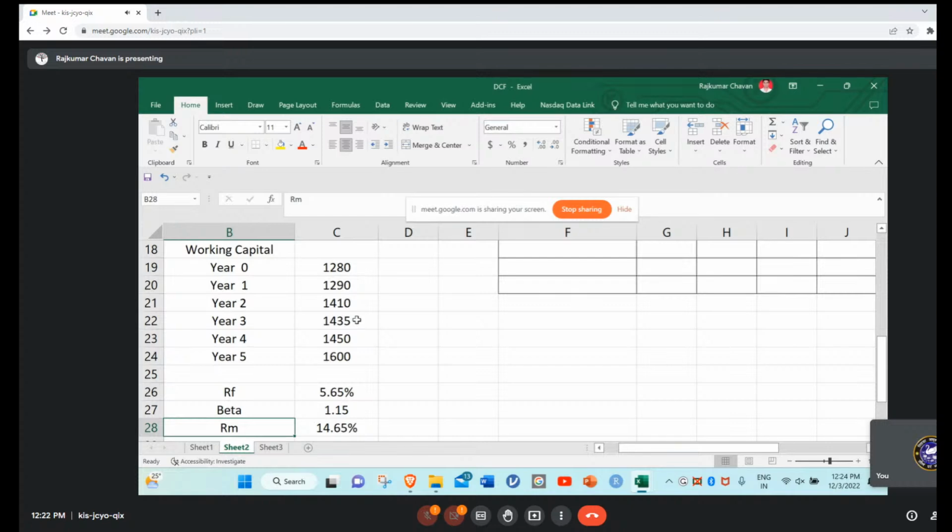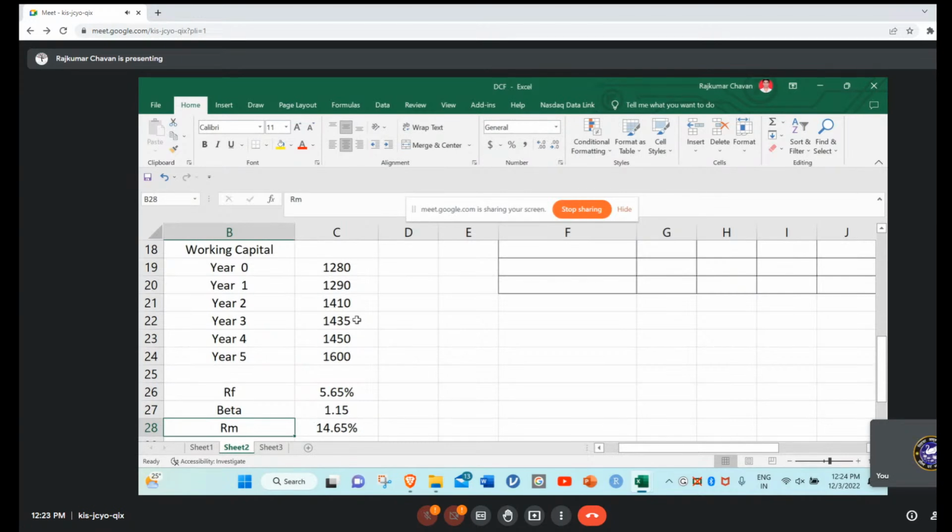Now, look here. What is happening in year 5? The current year is 1,600, right? Previous year is 1,450. Now tell me, from previous year to current year, is it an increase or decrease? Year 5 is 1,600 and year 4 is 1,450. So year to year it is an increase in working capital. How much is the increase? 150 rupees.